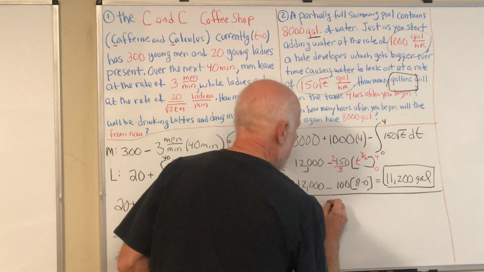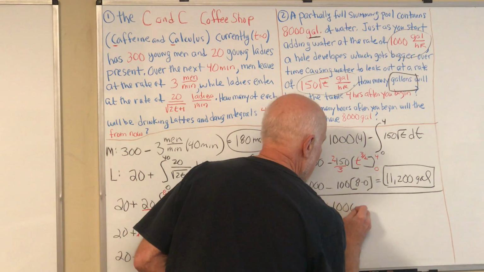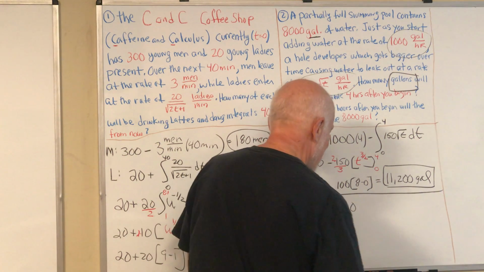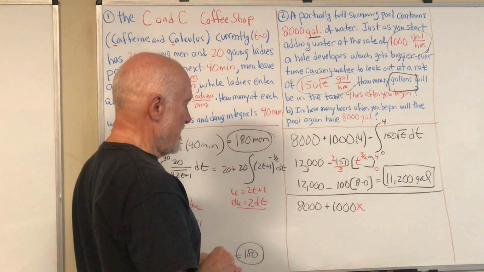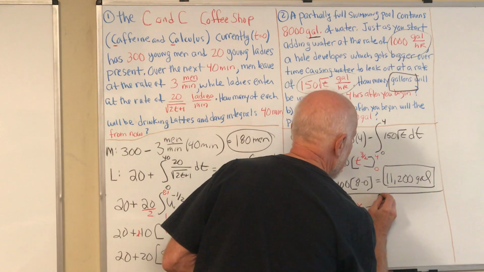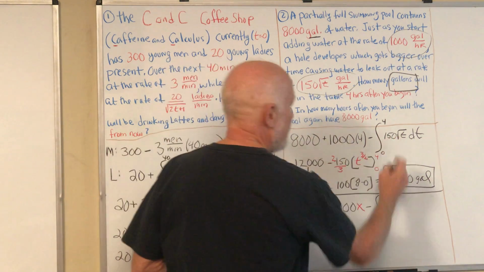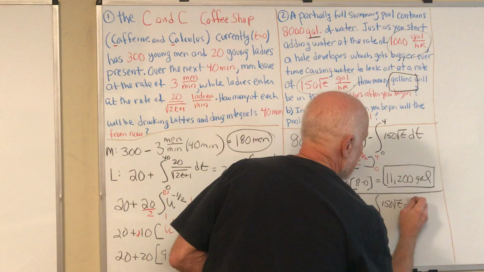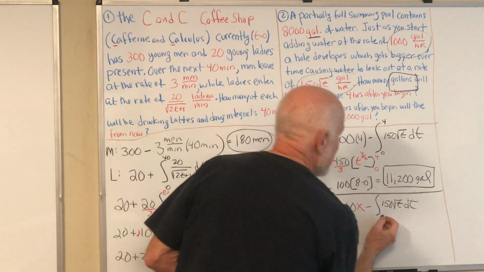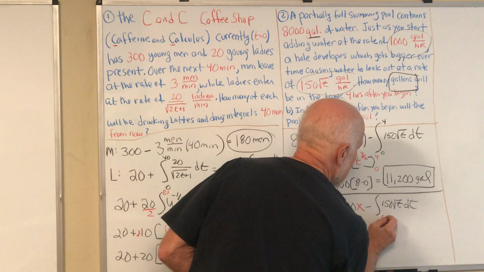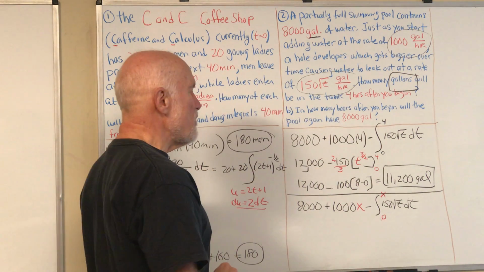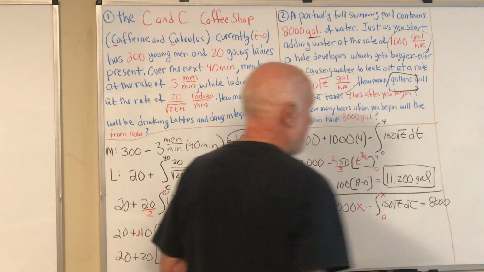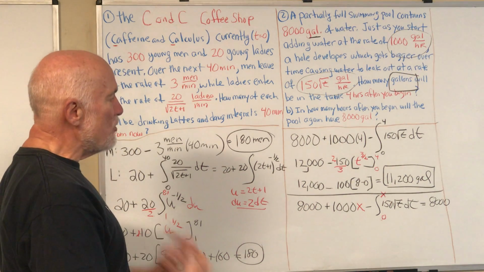8,000 that you start with plus 1,000 gallons per hour times X hours. And then I have to subtract 150 times the square root of T gallons per hour times T hours, but we're going to go from where? From now to X hours. And what do we want that to equal? We want it to equal back to 8,000 again. So we have to solve that equation for X.